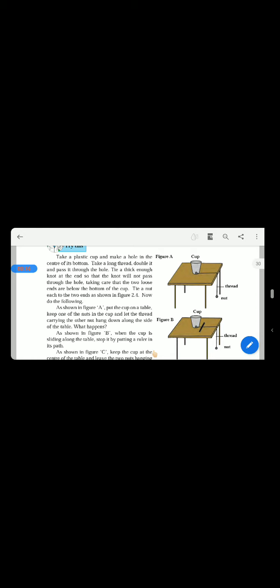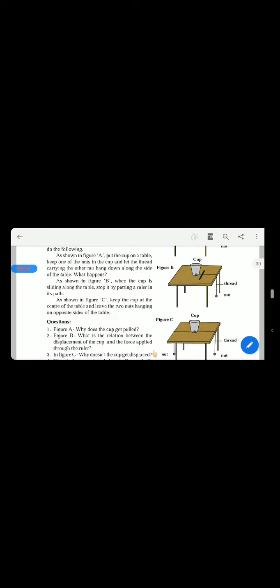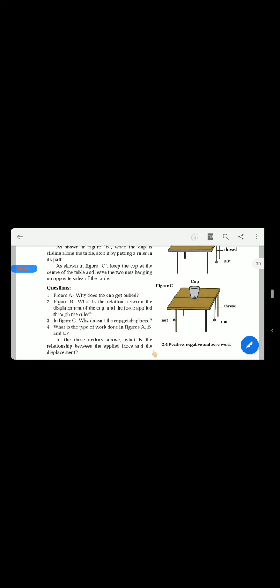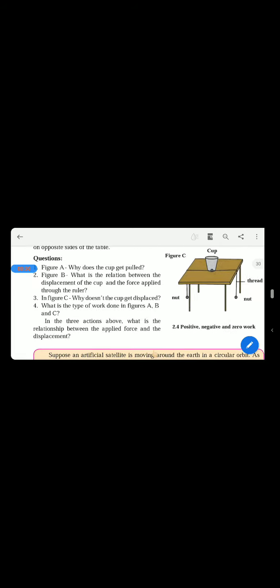Work and Energy. In the last section, we have seen this example for the positive, negative and zero work done. So, what inference have we seen from this? Let's have a look at this question.